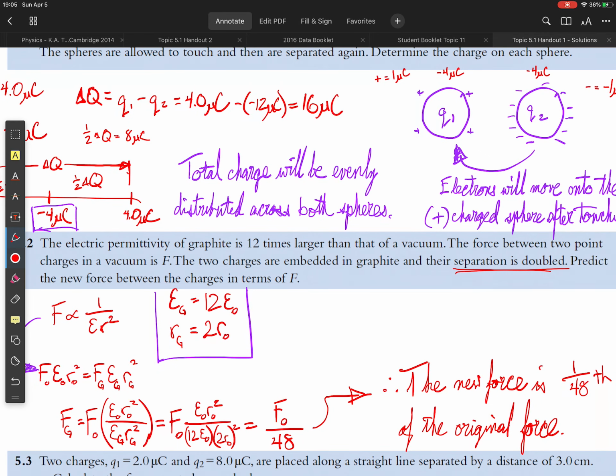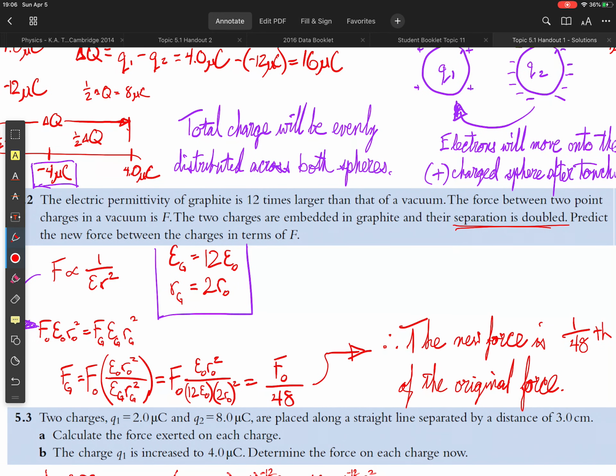Okay, so the electric permittivity of graphite is 12 times larger than that of a vacuum, etc., etc., etc. What does this mean? Well, basically what it means is that an electric field will propagate in a vacuum more easily than it will through graphite. And so it's not the same as resistance. It's an entirely different property. So make sure you don't think of it in those terms.